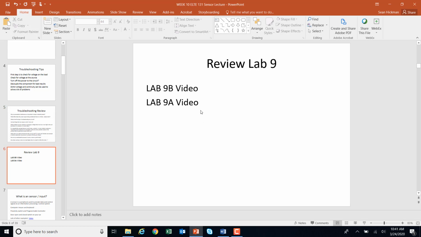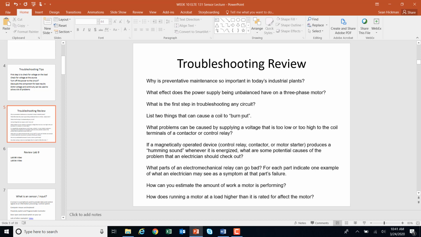Two things that can cause the coil to burn out, well, there's a few things. If it's getting too much voltage, if it's getting too low voltage, or if you are cycling it off and on rapidly or a lot, that could cause your coil to burn out. What problems can be caused by supplying voltage that is too low or too high to the coil terminals of a contactor?